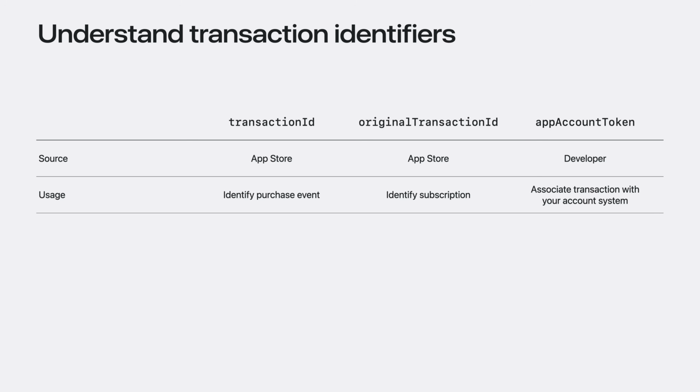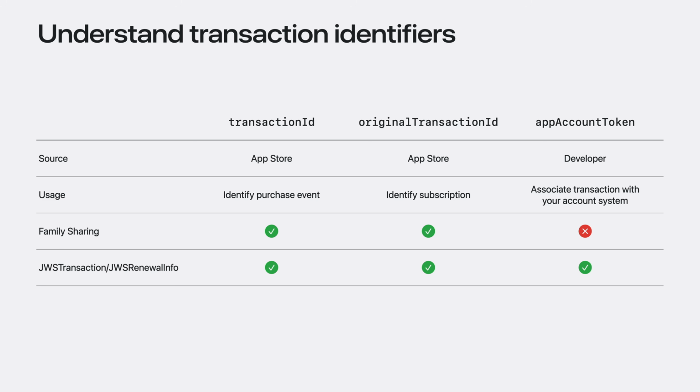The transaction ID is useful to identify a specific purchase event. The original transaction ID is great for managing subscription lifecycle of auto-renewable subscriptions in a single subscription group, and for checking the subscription status. The app account token is useful to associate a customer's account information with their in-app purchase. If your app supports family sharing, know that app account token is not available for family shared transactions.